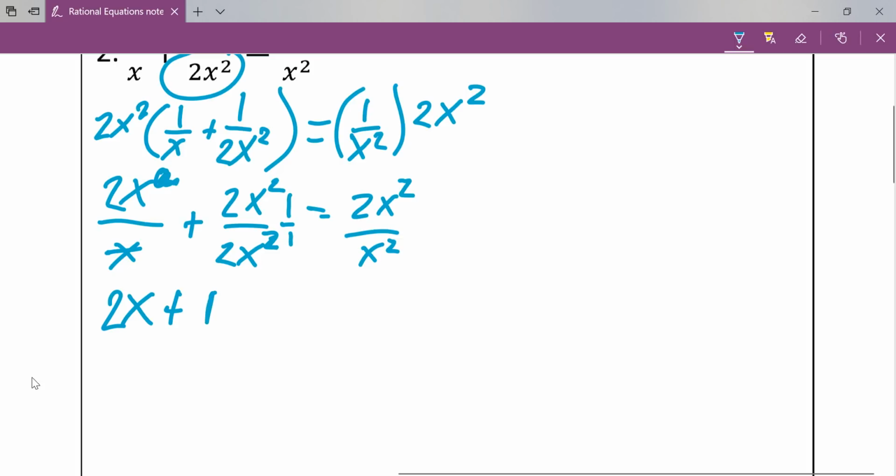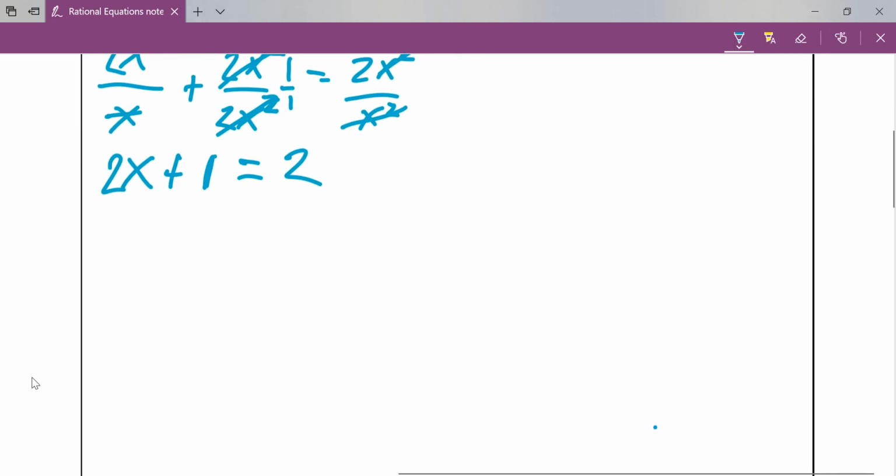So this is just going to give us a plus 1 because these are going to cancel out and they don't go to 0. You divide the same thing by itself and you get 1 over 1 because it's a whole. And so that is all equal. So 2x plus 1 is equal to 2x squared over x squared. And here your x squareds are going to divide to give you 1. So you're just going to be left with 2.